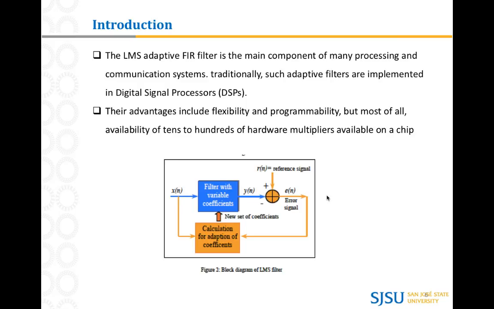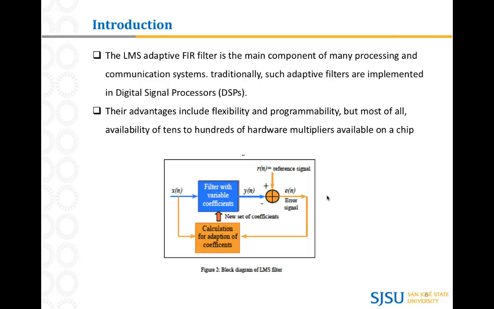The introduction of the LMS filter. The LMS adaptive filter is the main component of many signal processing and communication systems, and traditionally such adaptive filters are implemented in DSPs, digital signal processors. Their advantages include flexibility, programmability, reusability, and so on. But most of all, the availability of tens to hundreds of hardware multipliers on the chip.